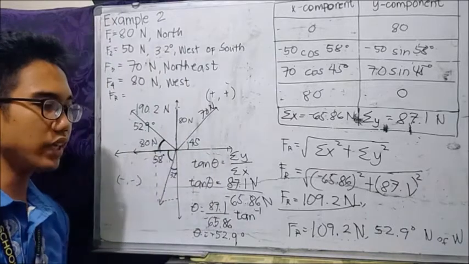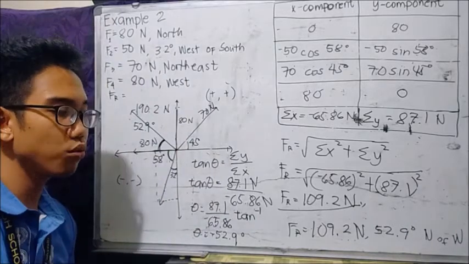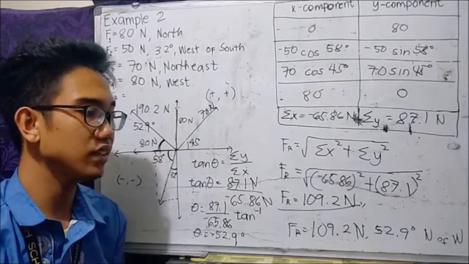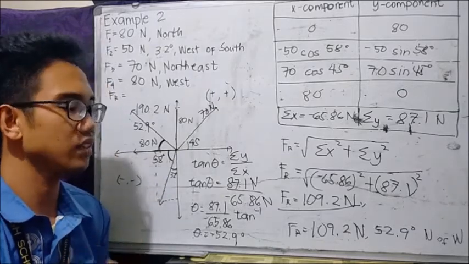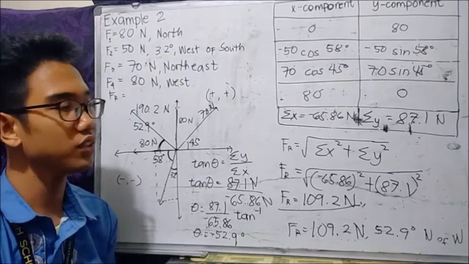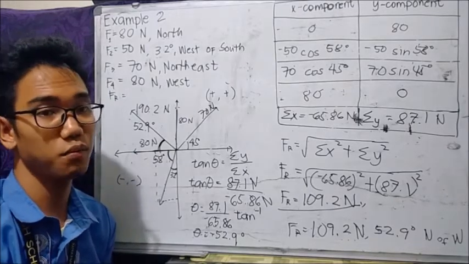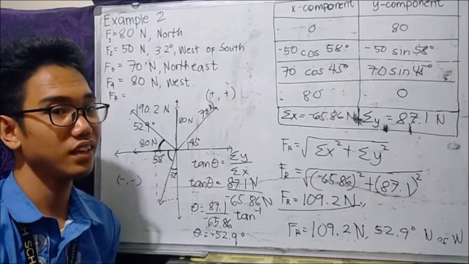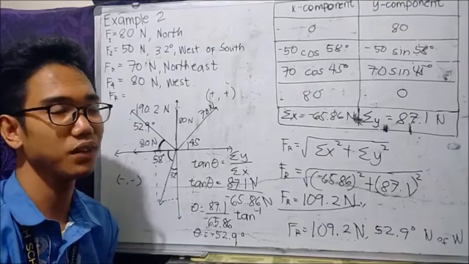Okay, so that is our final answer. F sub r is equal to 109.2 Newton, 52.9 degrees north of west. So that is how you add vectors using your component method. I hope you learned something today, and that's all for this video.